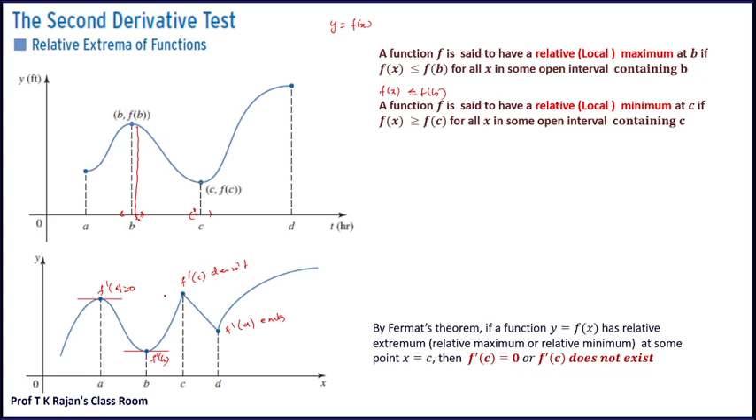So how do we find whether this is relative maximum or this is relative minimum? But we can say that if f dash of c happens to be 0, then either it has a local maximum or a local minimum. But how do we identify whether it is local maximum or local minimum? For that, we use the second derivative test.